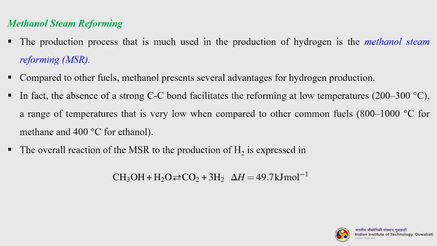The overall reaction for the MSR for the production of hydrogen is expressed as methanol plus water is carbon dioxide plus 3 moles of hydrogen. The delta H is a little lower here compared to the other reaction, 49.7 kilojoules per mole.